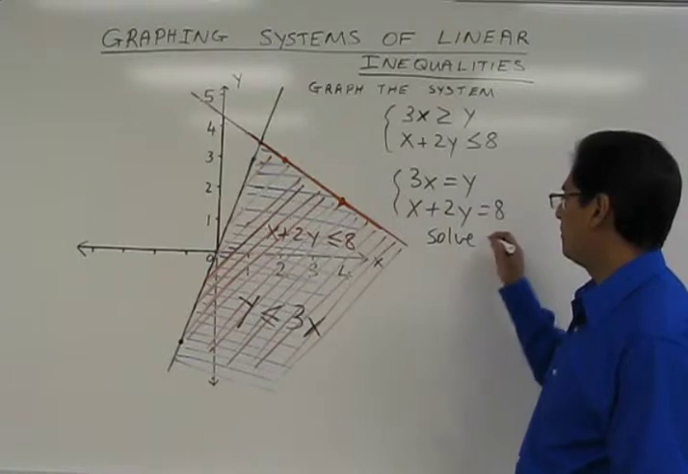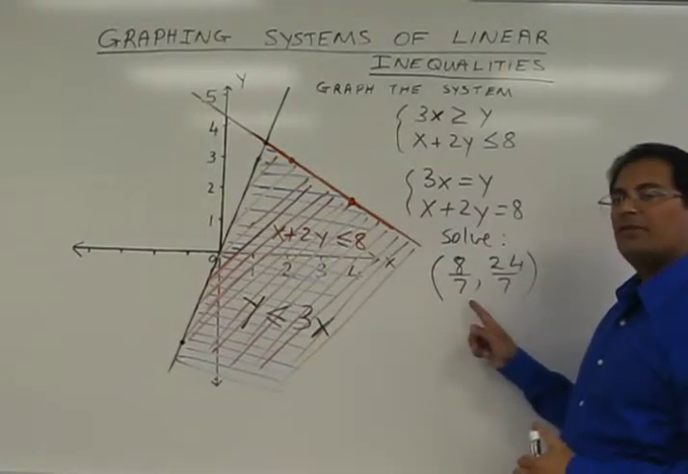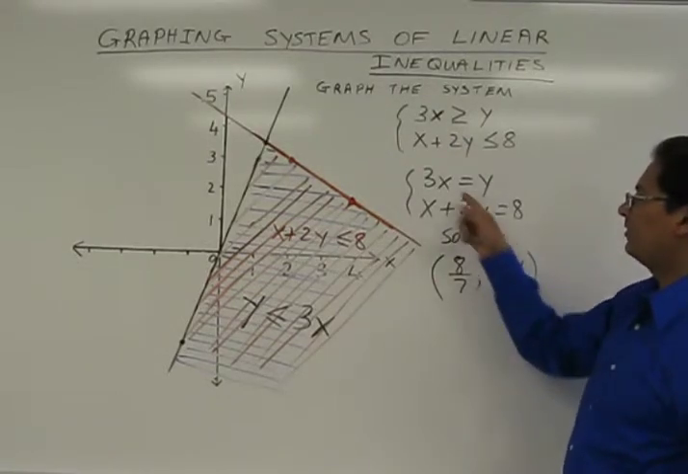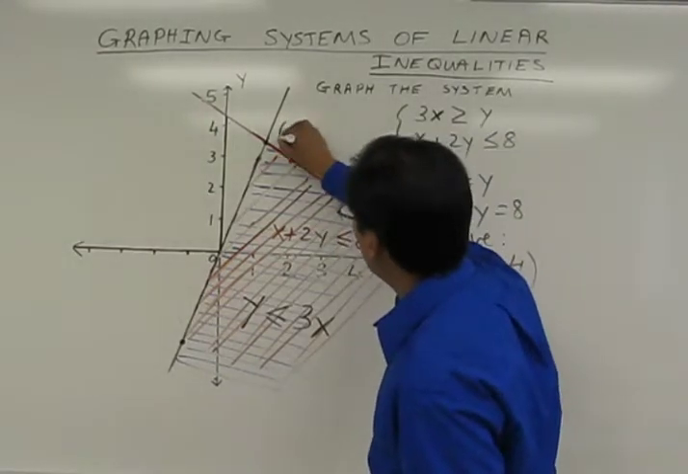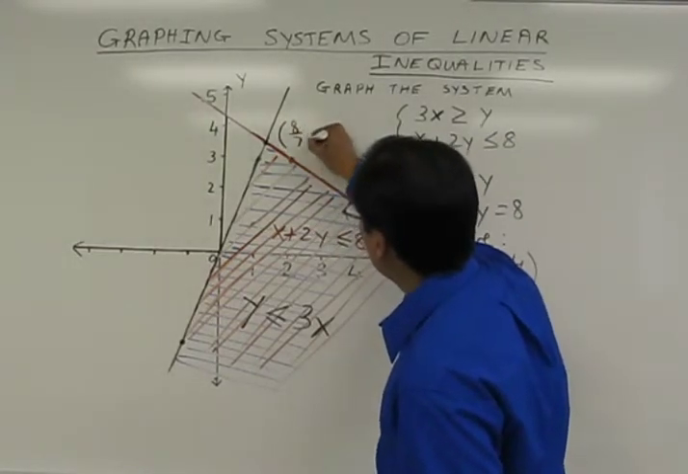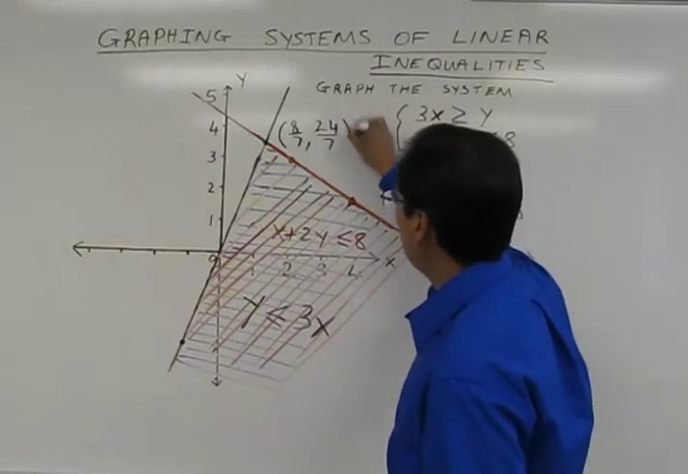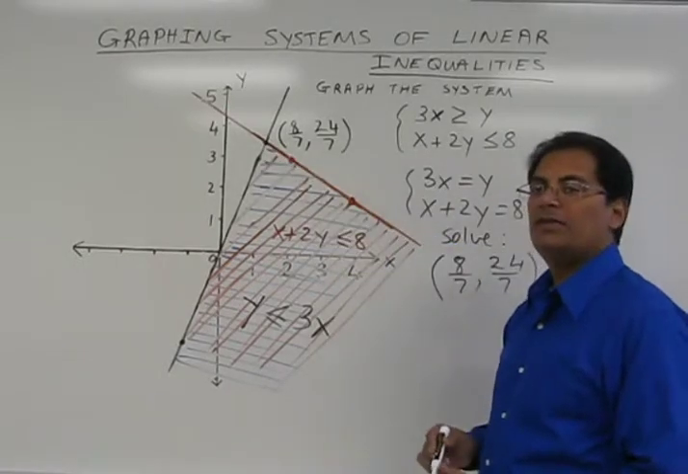And if you solve this system, you find the solution to this system is 8 sevenths, 24 sevenths. So that would be the solution point, the point of intersection of these two lines, which is right up here. So we could label this point here 8 sevenths, 1 and 1 seventh, and 24 sevenths, which is 3 and 3 sevenths. That's the point where the two lines intersect.